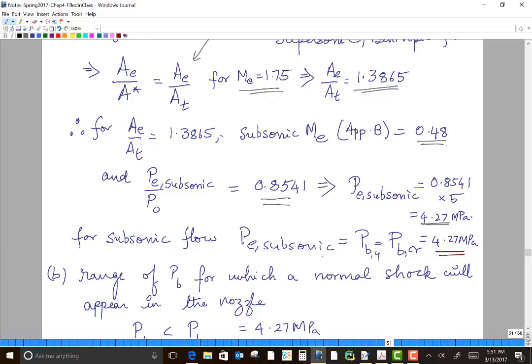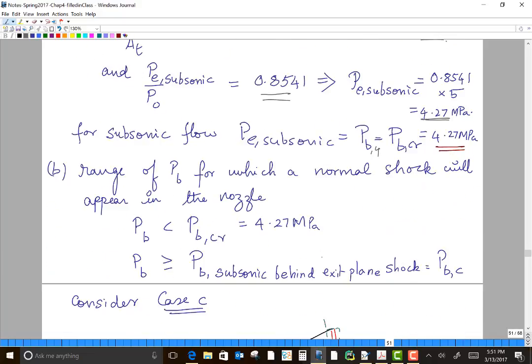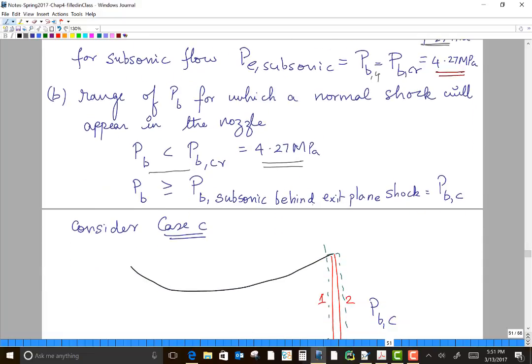The range of back pressure for which a normal shock will appear in the nozzle, the normal shock will appear for PB less than PB critical. So you need to look at that image handout that I gave you for the stationary normal shock in a converging diverging nozzle. So the PB critical has already been computed as 4.27 megapascal. Now I can do PB greater than or equal to PB subsonic behind the exit shock plane, which is PBC, right?